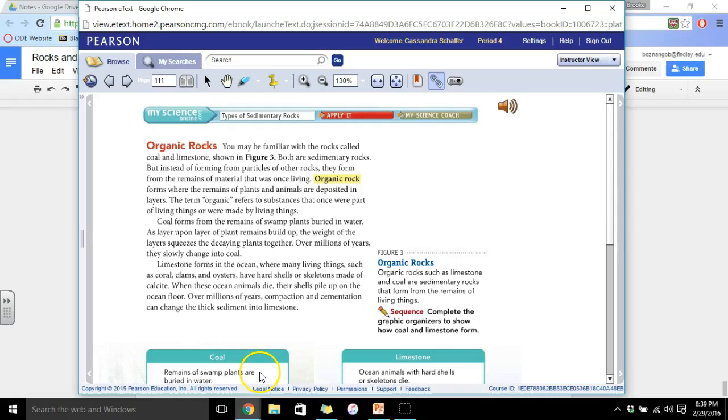Let's keep reading. Coal forms from the remains of swamp plants buried in water. As layer upon layer of plant remains build up, the weight of the layers squeezes the decaying plants together. Over millions of years, they slowly change into coal. Limestone forms in the ocean, where many living things, such as coral, clams, and oysters, have hard shells or skeletons made up of calcite. When these ocean animals die, their shells pile up on the ocean floor. Over millions of years, compaction and cementation can change the thick sediment into limestone.